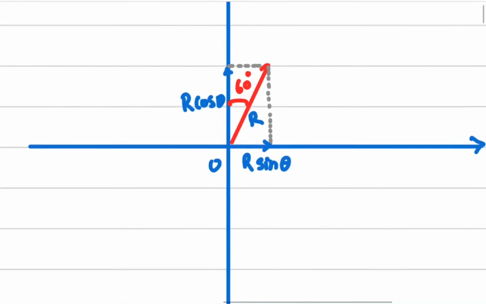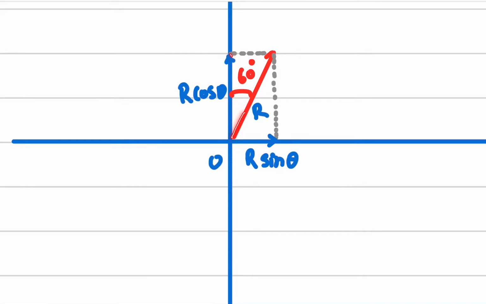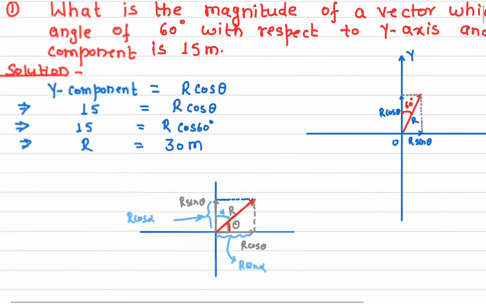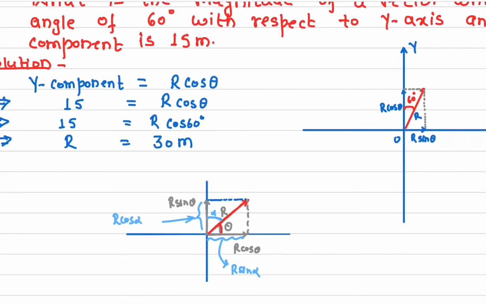In our problem, the given components are the y component and this angle theta. And you know that if this is r, then this component will be r cosine theta, because this angle is given. Let's assume this angle is theta. So we have r cosine theta, and the given magnitude of the y component is 15, r cosine theta here again, and the theta value is 60 degrees. If I just solve it, the magnitude of r is 30 meters. So that's the way we calculate this r.